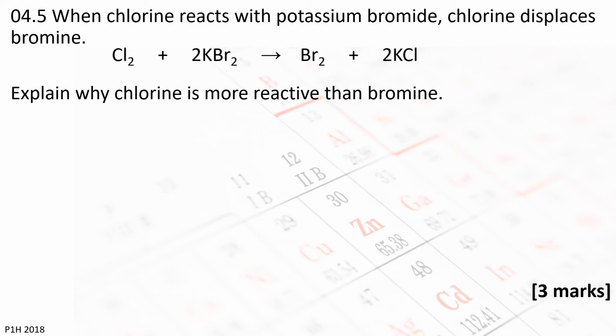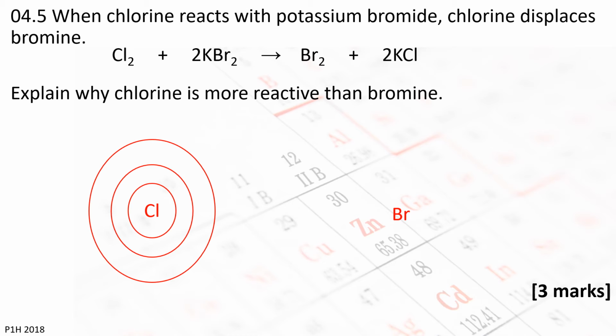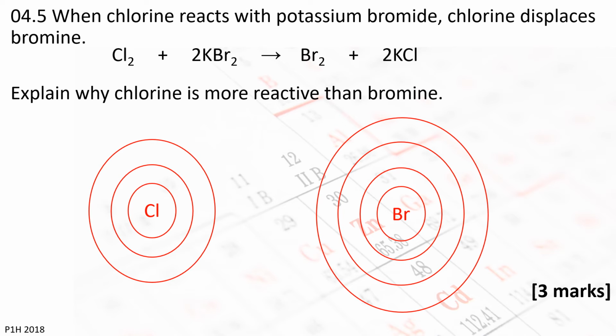Let's take a look at the atomic structure. We know that both chlorine and bromine have got a positive nucleus of protons and neutrons. We also know that they both have electrons that exist in shells orbiting the nucleus, and that reactions involve the outermost electron, so both of them have got 7 outer shell electrons. So what's different is the number of electron shells.